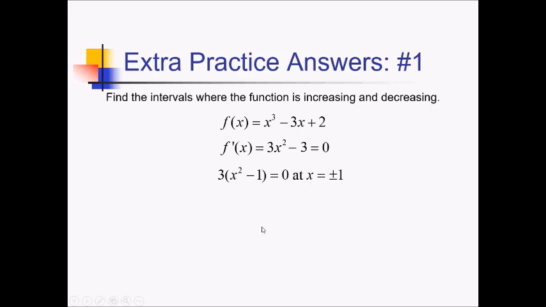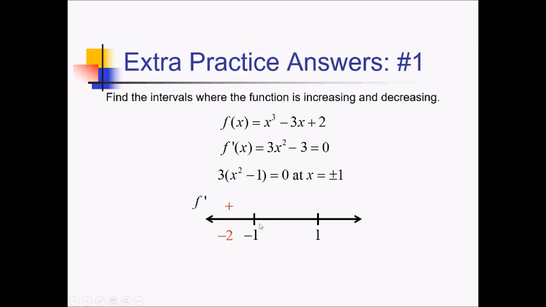Let's set up a number line now. We've got an f prime line here, critical values at -1 and +1. Let's do some sign analysis around those. So on the far left interval, let's test something less than -1, like -2. Plugging that into this factored version, well, 3 is always positive. -2 squared minus 1, that's going to be a positive.